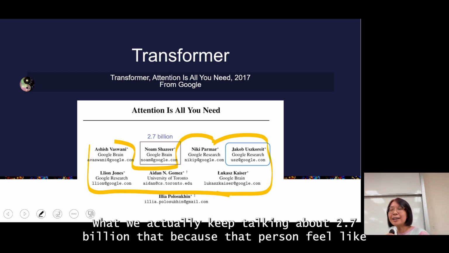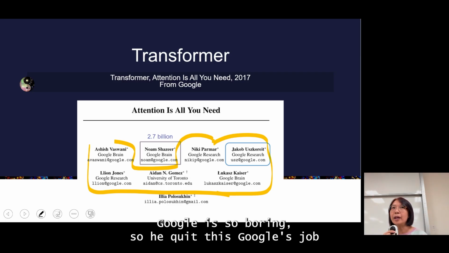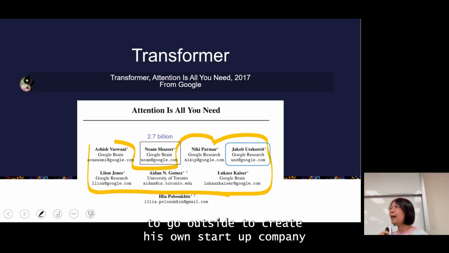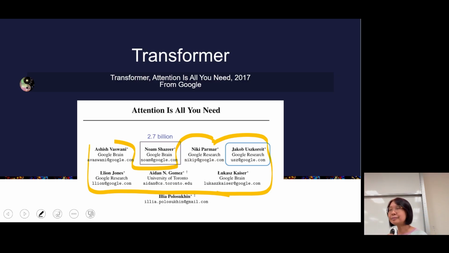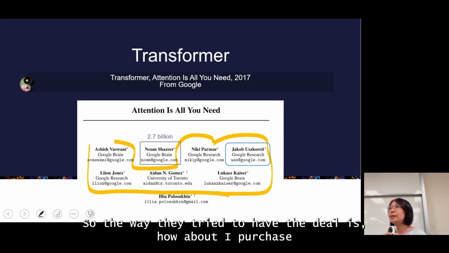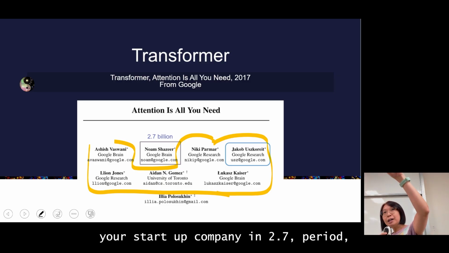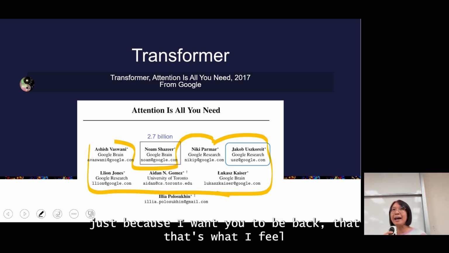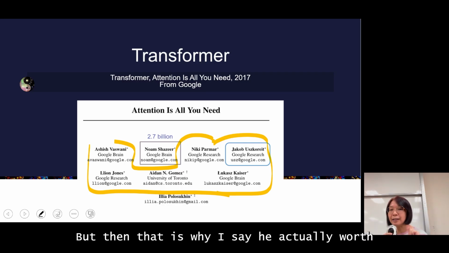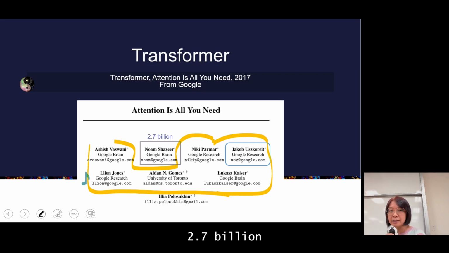Why do we keep talking about $2.7 billion? Because that person felt Google was so boring that he quit his job at Google and went outside to create his own startup company. Because of that, Google really wanted him back. So the way they tried to make the deal was: how about I purchase your startup company for $2.7 billion, just because I want you to come back. Of course, they will say the startup company is something too, but that is why I say he is actually worth $2.7 billion.